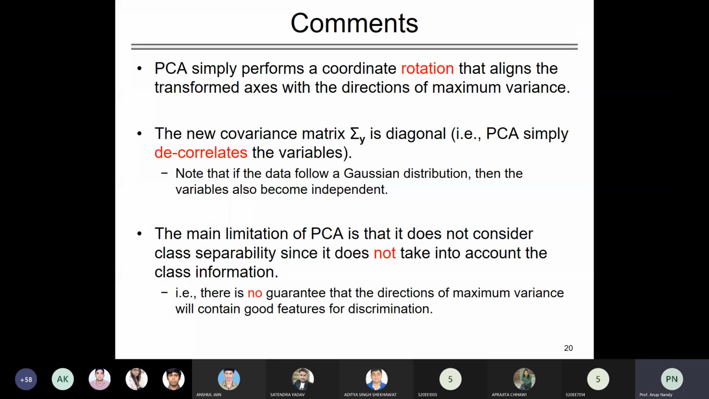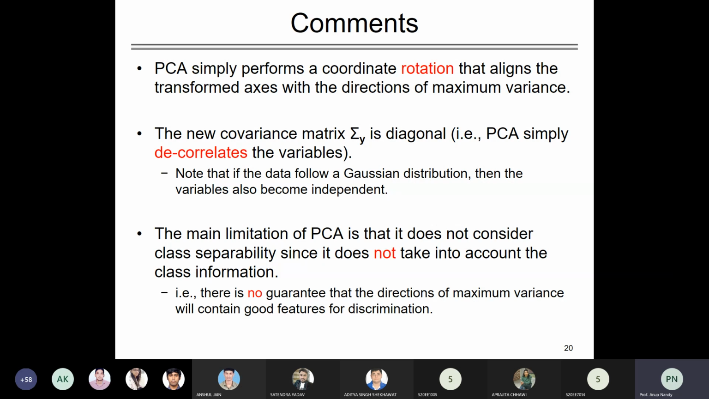Okay. So now the main limitation of PCA is that it does not consider the class separability. It is only considering information loss. But whenever there is a need to discriminate the classes, that will be handled by LDA, linear discriminant analysis. It does not take into account the class information, because you do not have any label data. So there is no guarantee that the direction of maximum variance will contain good features for discrimination.